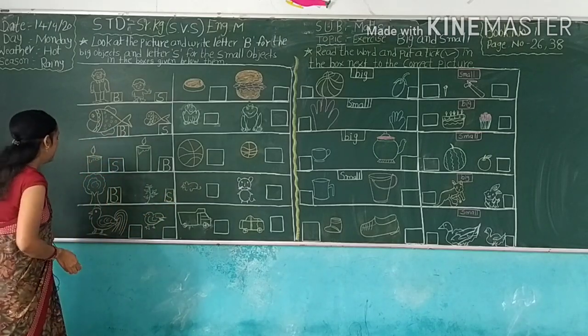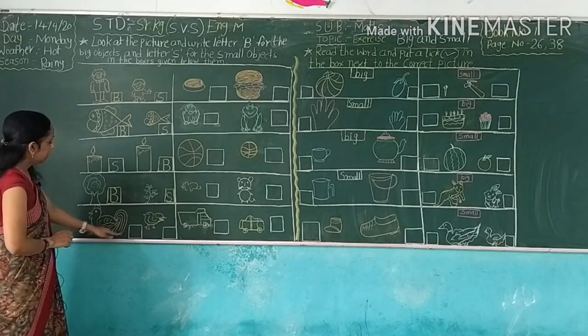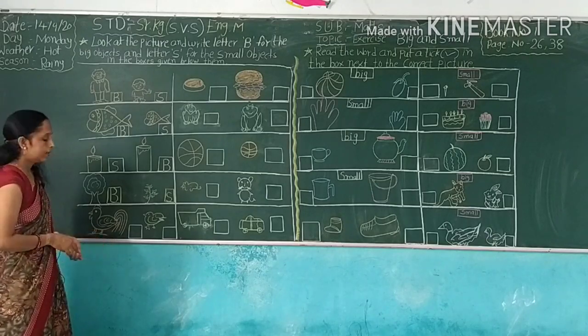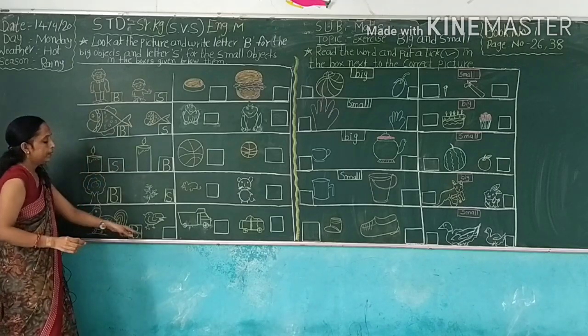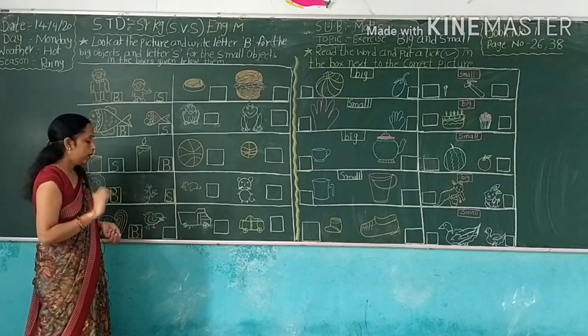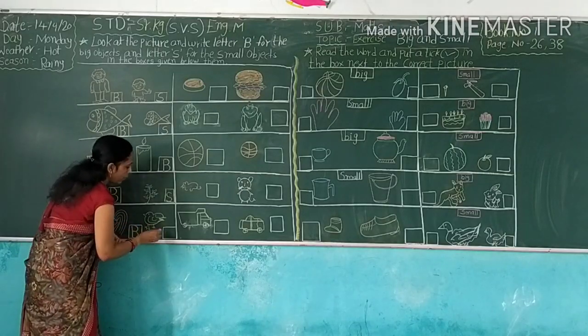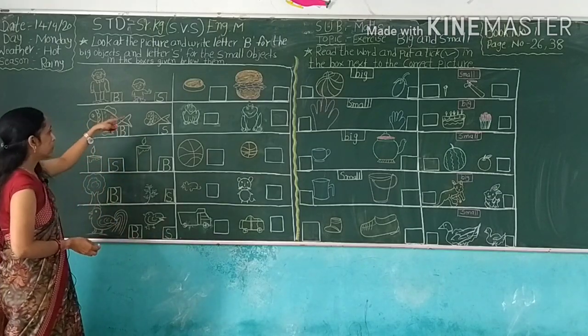And look here. Here I drew two objects. Which is big object? This? No. This? Yes. This hen is big. So here we write B and this chick is small. So here we write S. S for small. Big, small.